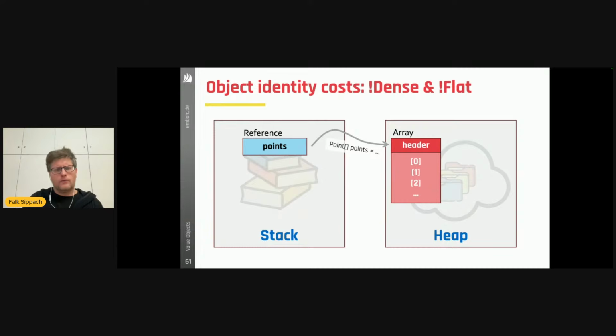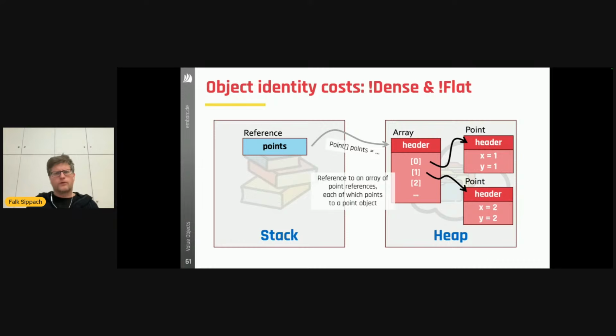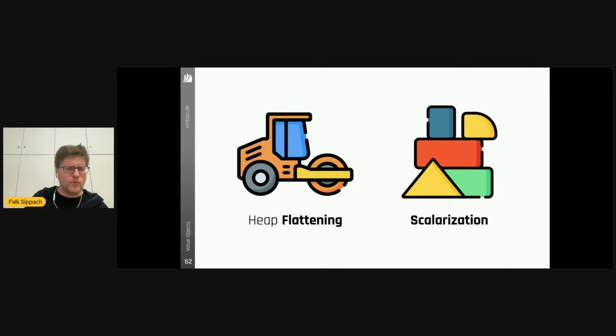And let's see what dense and flat mean. If we have a reference of a point array, then on the stack we have our reference. On the heap there's our array, which has a header, which actually references the points, which is not flattened. If we want to have a very dense and flat memory layout, then there would be just the array with the header, and where the reference to the first point would be, just the two values, 1 and 1, and in the second place the second values 2 and 2, and that would be much cheaper and easier to access. And that's heap flattening and scalarization. Those are the two possible optimizations which the JVM can adopt if we have value objects sometime, maybe next year.